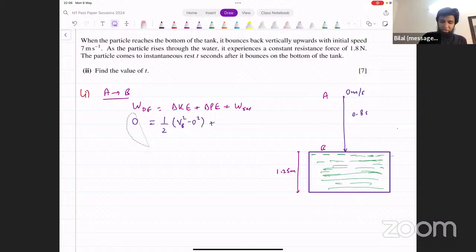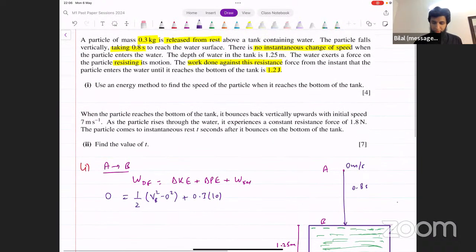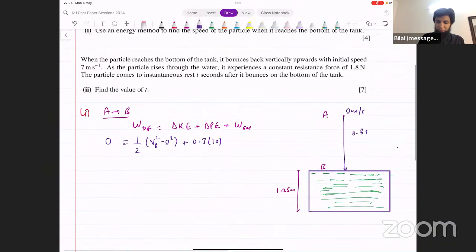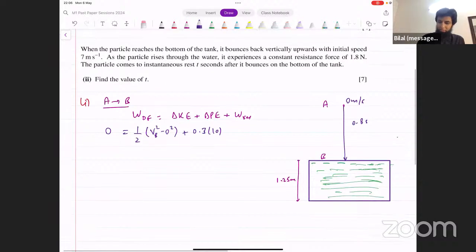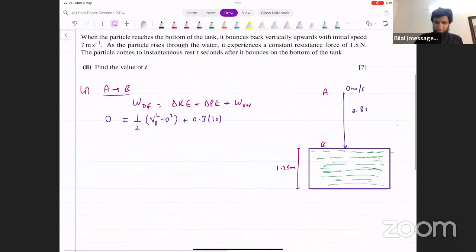Plus change in potential energy. Do we know the change in potential energy? Mass of the particle was 0.3. So 0.3 into 10 into change in height. We do not know this change in height, do we? So we would have to find that change in height. How do we do that? We can use the constant acceleration formulas for that. Plus the work done against resistance. That's also going to be 0 in this case.